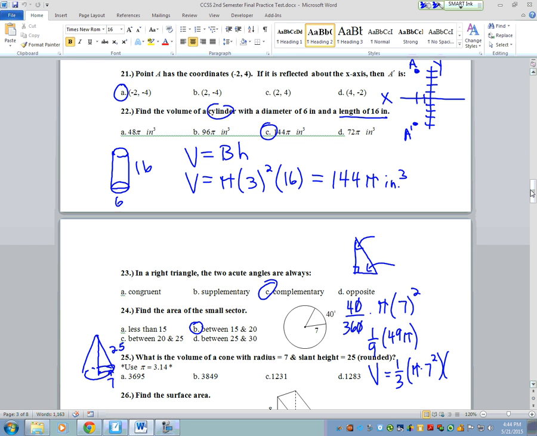What would you do if you didn't recognize that? What would you have to do if you didn't recognize the triple? Yeah, you'd have to do Pythagorean theorem to find it. So if you take that 1/3 of 49 pi times 24, why don't you go ahead and calculate that, rounded here. Let me pause this.